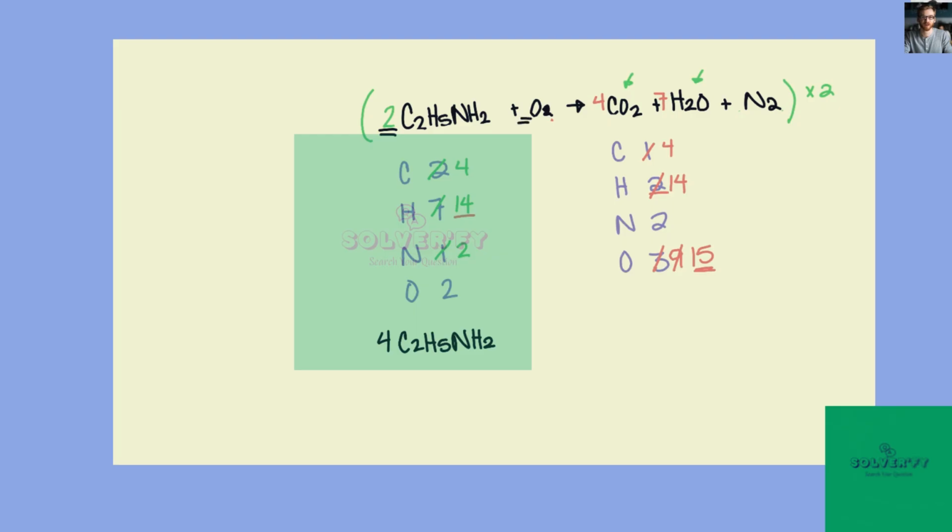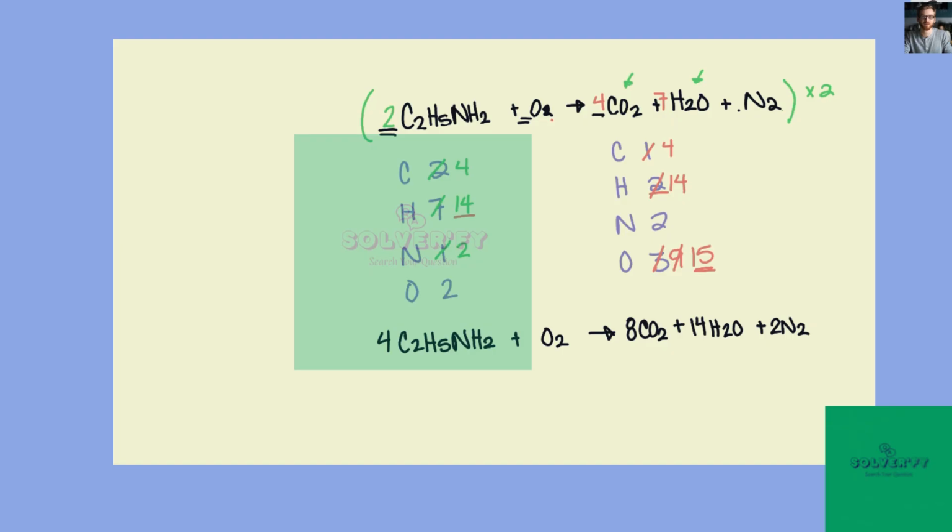Ignore the O2 because that's what we haven't balanced yet. That's what we're trying to balance now, so you don't have to worry about it. 4 times 2 is 8 CO2s. 7 times 2 is 14 H2Os. And then 1 times 2 gives us 2 N2s. Now, this has not undone any of the work we've already done, which is important. Everything we've already balanced, the carbon, hydrogen, and nitrogen, is still balanced because what we did to everything, we multiplied everything by 2. So once again, the only issue is the oxygens. So let's try it again.